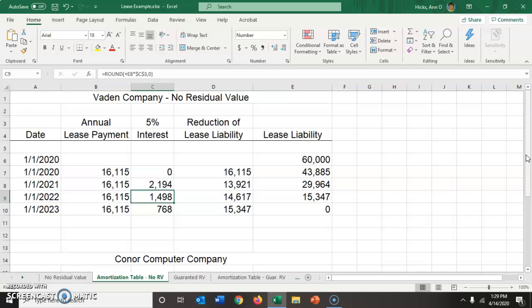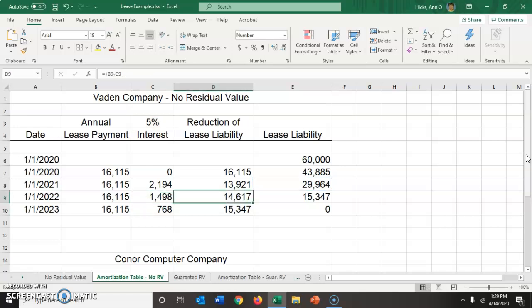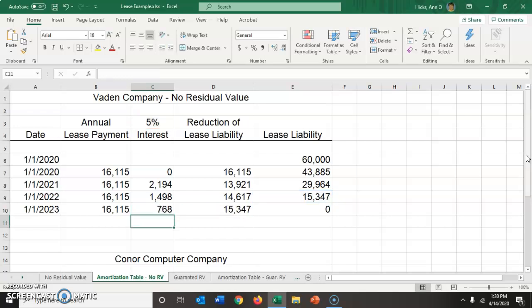Then the next year, I will take interest at 5% of that new balance, with the reduction of lease liability being the difference between the payment and that interest. And then finally, our last payment will consist of interest based on the remaining liability amount.